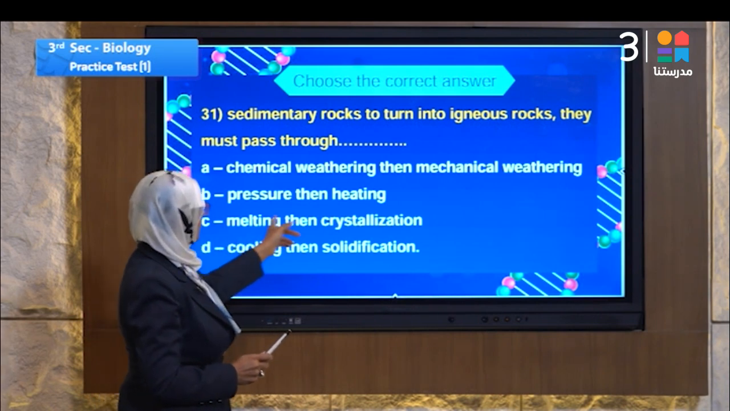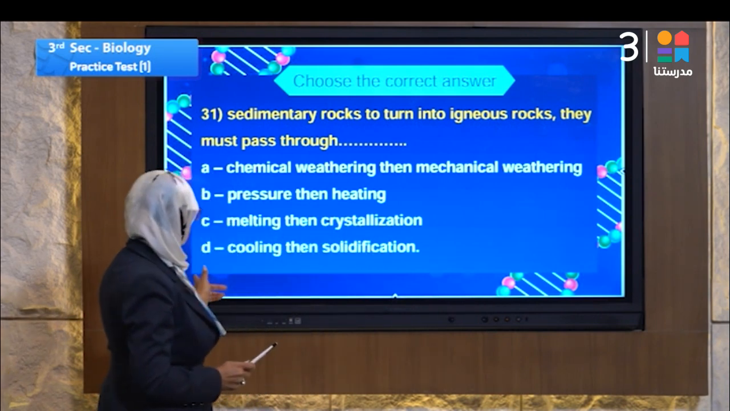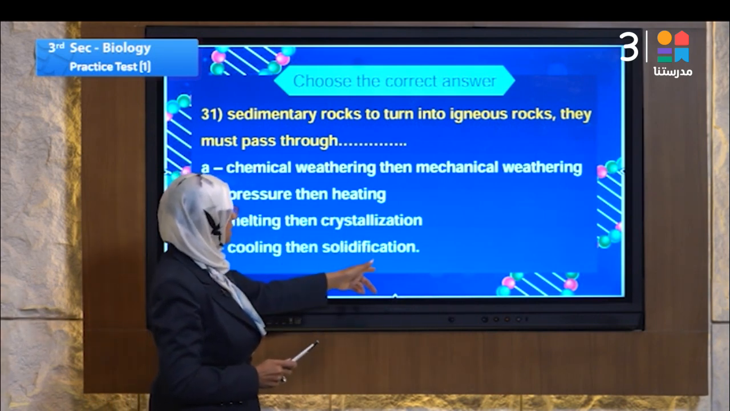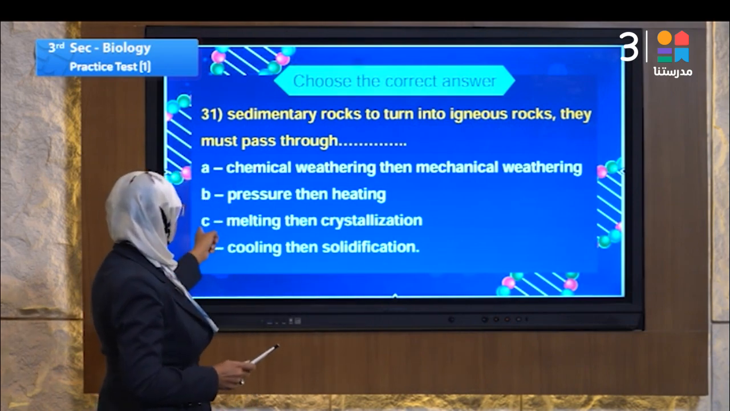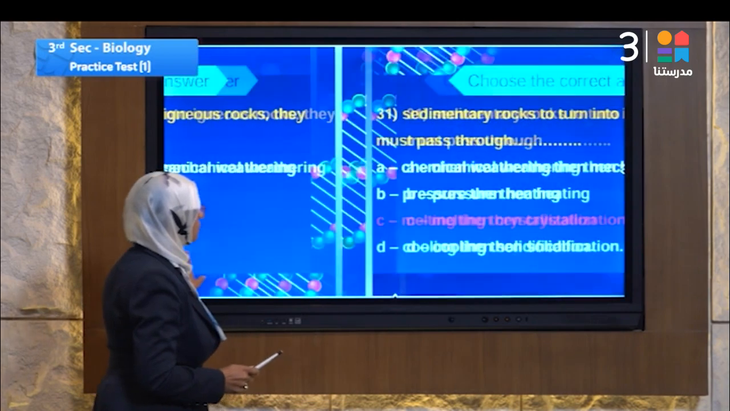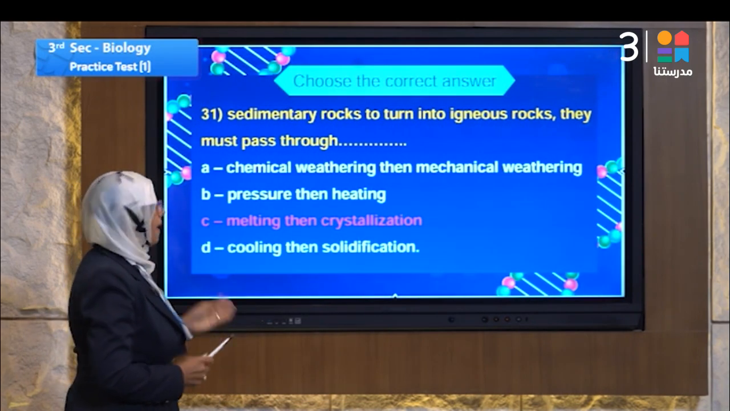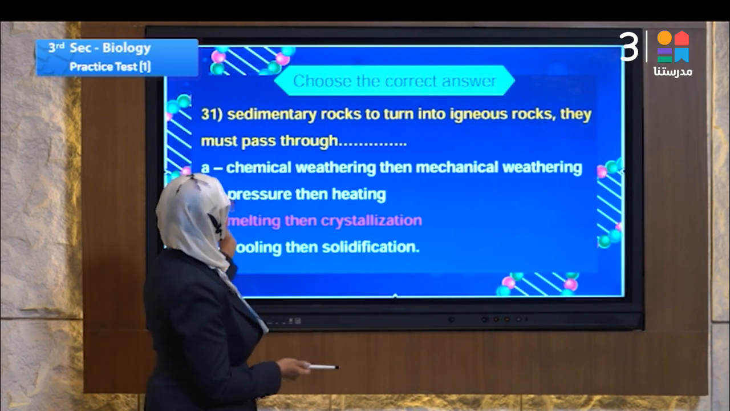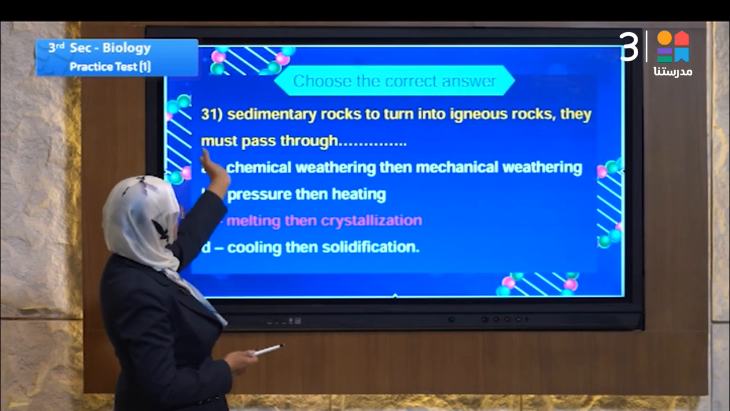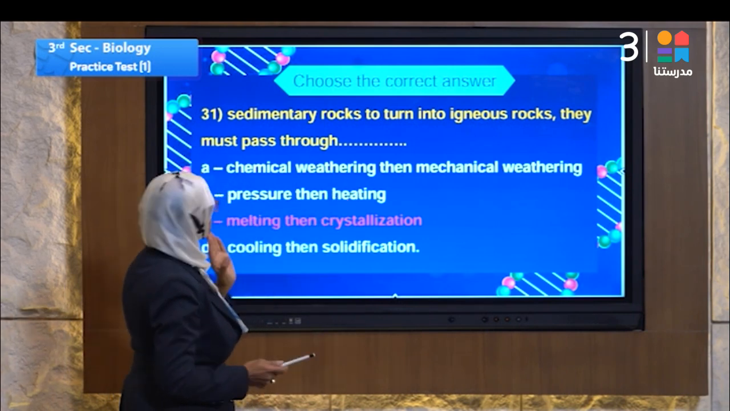C, melting and crystallization. D, cooling and solidification, not the last one, but must be C, melting and crystallization. So the answer must be C, melting and then crystallization. It will make sedimentary rocks into igneous rocks. Let's go to 31.